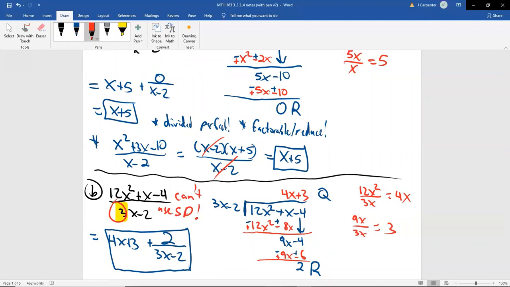You're not going to know what to do with the 3, first of all. When you do the process, your answer is going to vary wildly from 4x plus 3, then plus 2 over 3x minus 2. So please understand when you can and cannot use synthetic division.